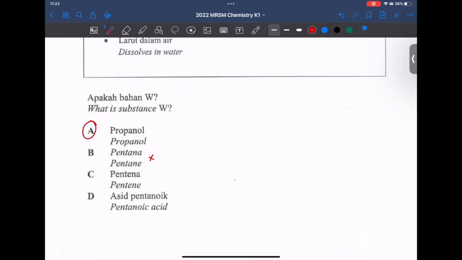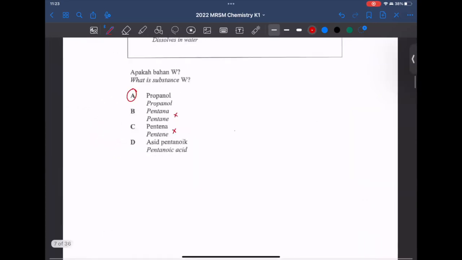All right, pentane cannot dissolve in water. Pentene cannot dissolve in water. Pentanoic acid can, but like I said, it's not flammable, so it's not the answer. Alcohol is the best answer, so propanol is the best answer. So the answer is A.